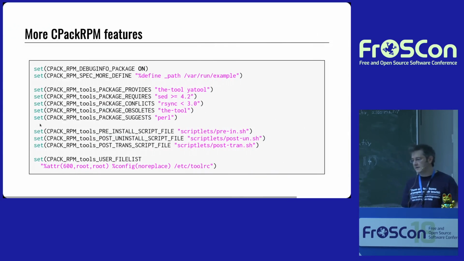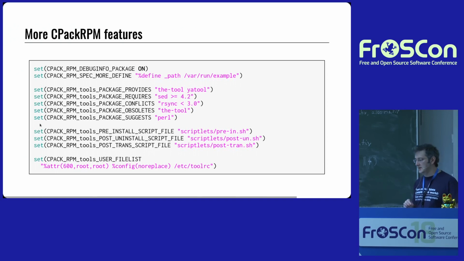Yeah, and there are a few more CPack RPM features. Well, there are a lot more CPack RPM features, but a few of them I'm showing on this slide, which I did not put into the primer. So with the first line, one can enable debug info packages. And if I had that in the example earlier, then it would have generated example-1.0 and example debug info. It will generate a debug info RPM package for every RPM package with binaries.